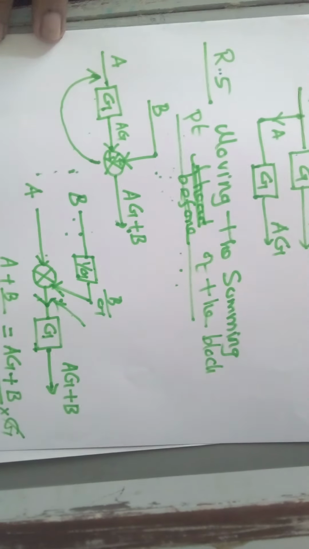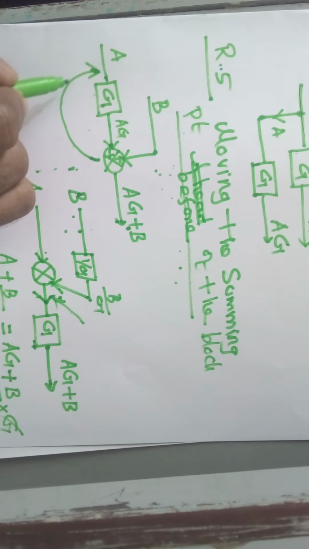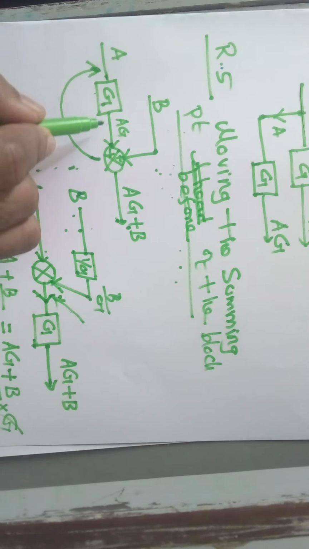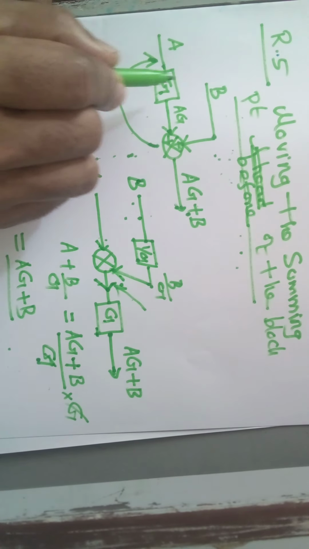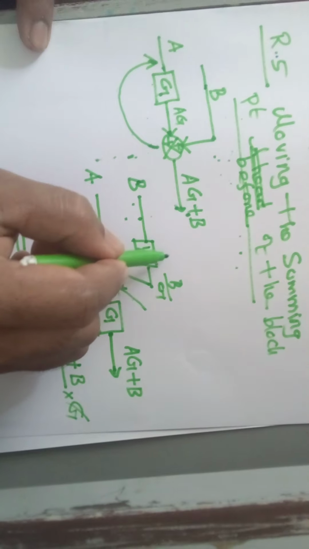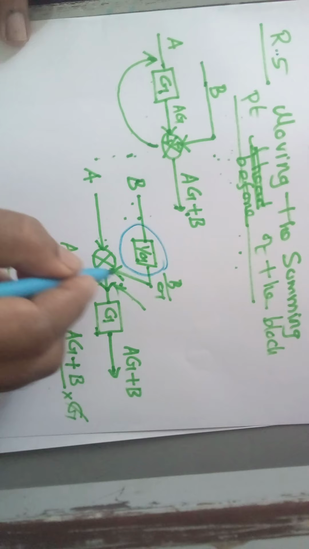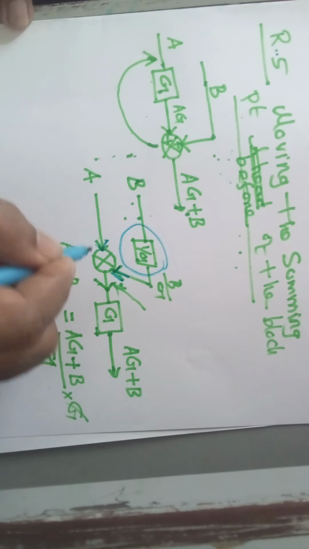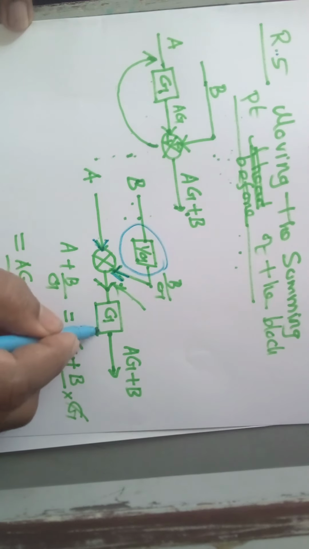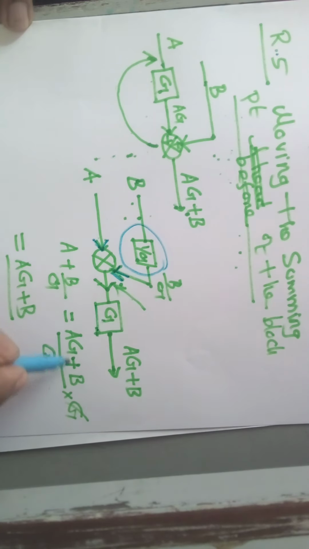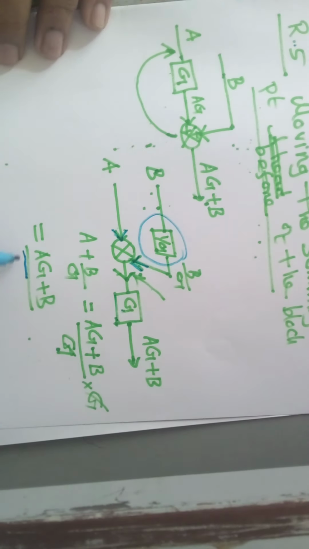So I am explaining it again. Moving the summing point before the block, so I want to move the summing point to this place, right? So how to move this? If you multiply the second input with a gain block of 1 by G, and you add these two with the other signal A, so that you will get A plus B by G, and if you multiply again this signal with the G, you will get AG plus B. Understood? This is the rule.